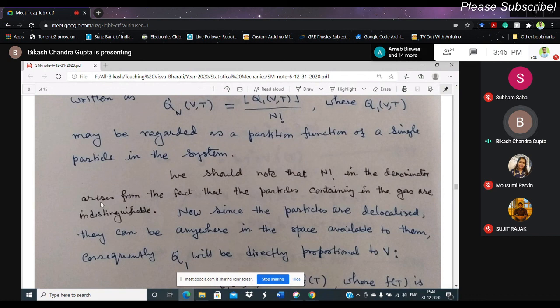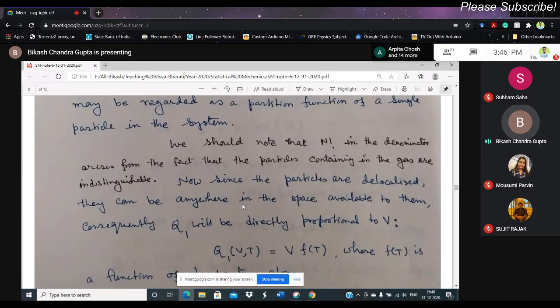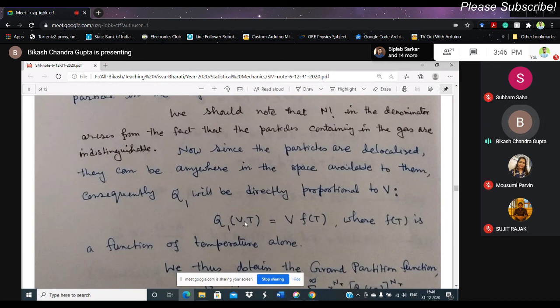Now, since the particles are delocalized, they can be anywhere in the space available to them. Consequently, Q1 will be directly proportional to V. I think we have already discussed all these things, right? Then Q1(V,T), Q1 is a function of V and T. So, Mosumi, is this clear, this part? N factorial, we have been doing since long.